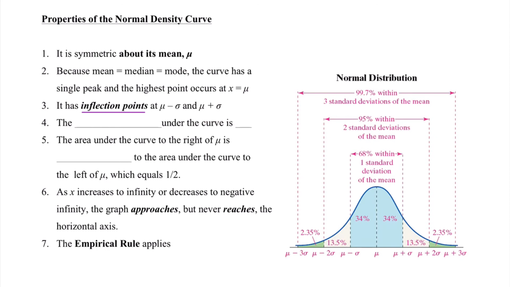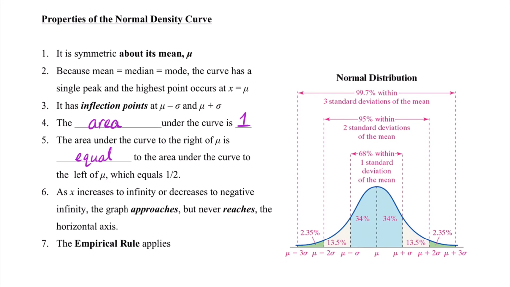Not something huge for us to worry about, though. As discussed with a uniform distribution, the area under the curve here is still 1. Remember, that's the total area under this whole curve. The area under the curve to the right of mu is equal to the area under the curve to the left of mu. That's because, again, our graph is symmetric about the mean.